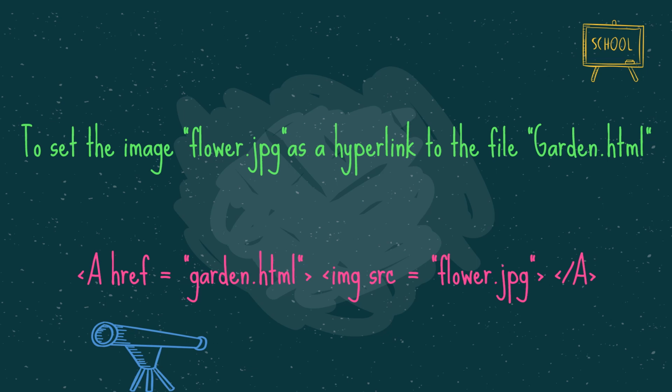Then what should be the link? Previously we were writing the text. Now it is not the text, it is the image. So img src, that is the source of the image, flower.jpg. So this image will appear as a hyperlink, and then we will close the anchor tag. Now we will click on flower.jpg. It will open garden.html.